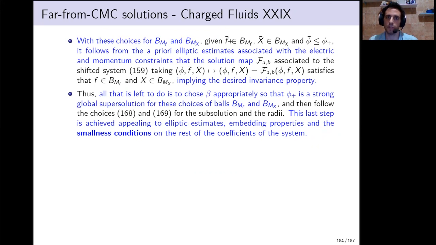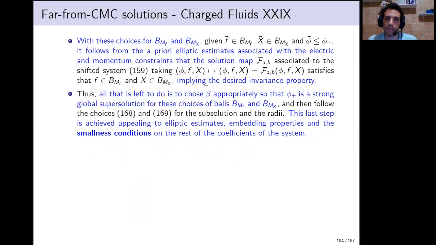Okay, so this is what we were saying, that with this choice for these balls, given any elements in these balls, f bar and x bar, if we consider some phi bar that is below our super solution, it follows from the elliptic estimates associated with the electric and momentum constraints that the solution map of our shifted system that takes this phi bar, f bar, and x bar to the corresponding solution of the associated linear problem stays inside these balls. Okay, and here again, this is the remark that we were making. This doesn't depend on A and B.